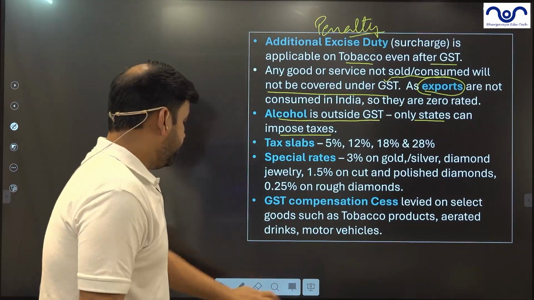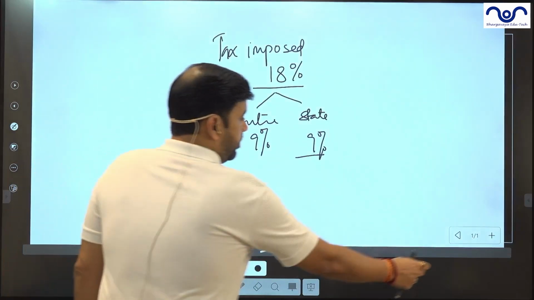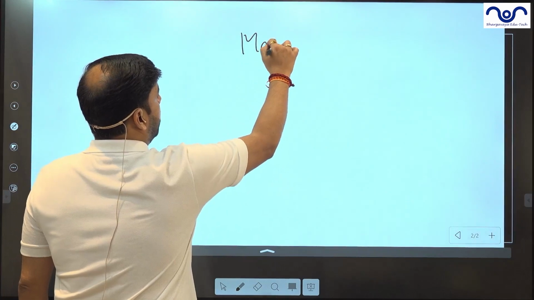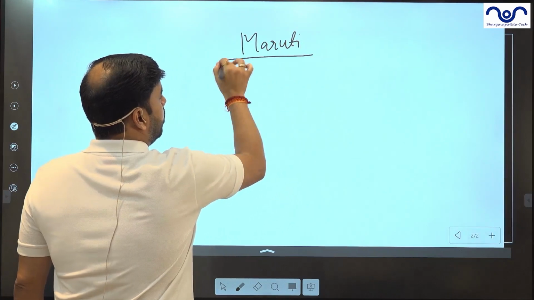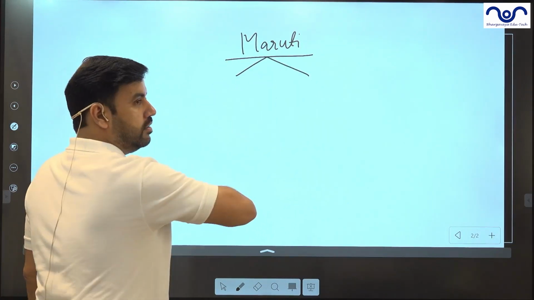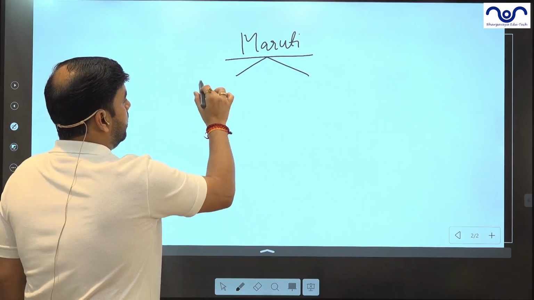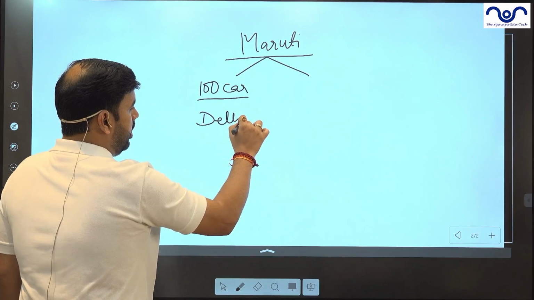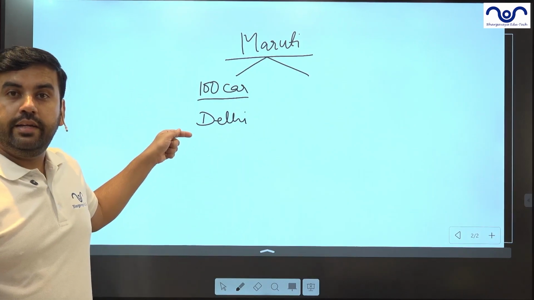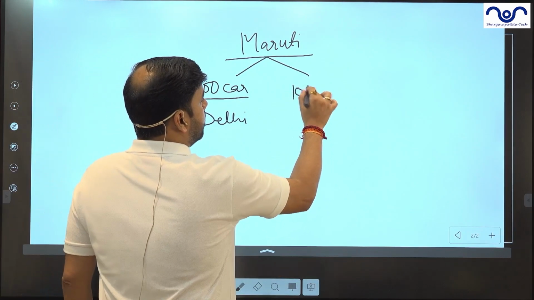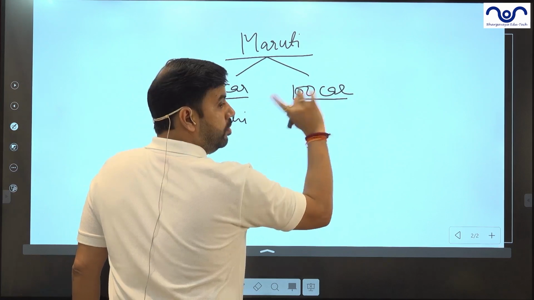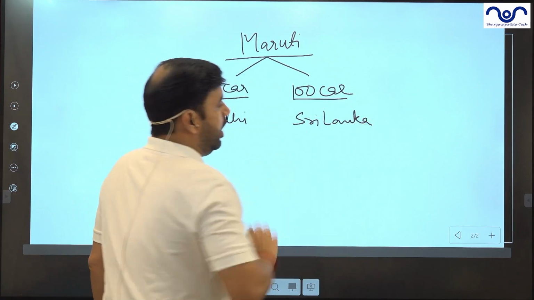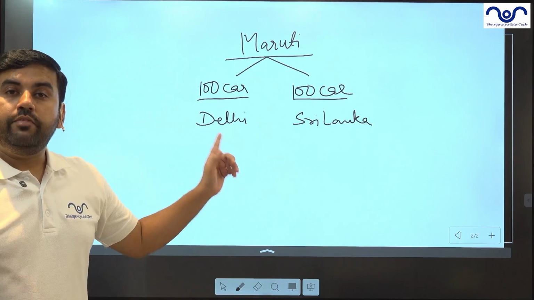Let's say there's a company which is known as Maruti. Now Maruti company has created cars, right? Let's say they have created 100 cars which are sold in Delhi. So these 100 cars were sold in Delhi. The rest 100 cars were to be sold in Sri Lanka. Now out of these two, which of them will be covered under GST?